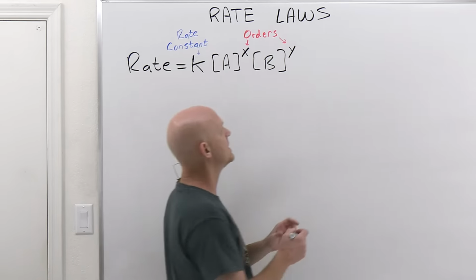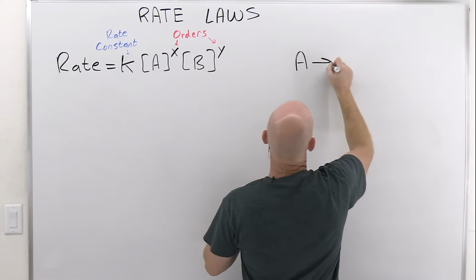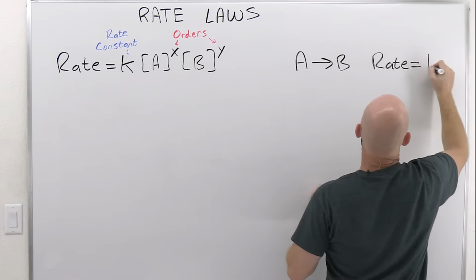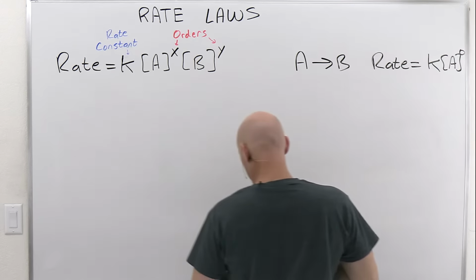So we're going to take a look at a few reactions here. Let's say I've got a reaction of A going to B, and I tell you that the rate equals k times A to the 0 power.